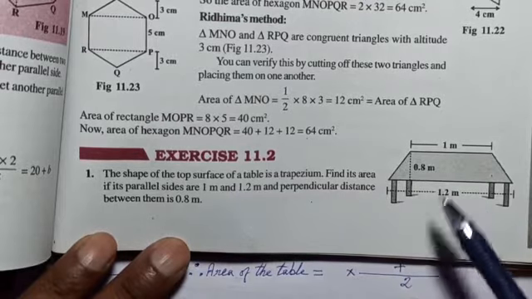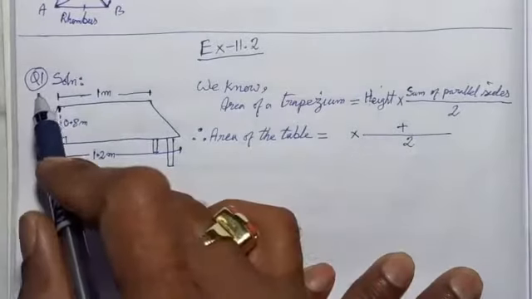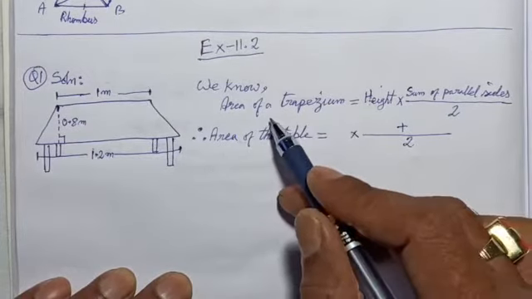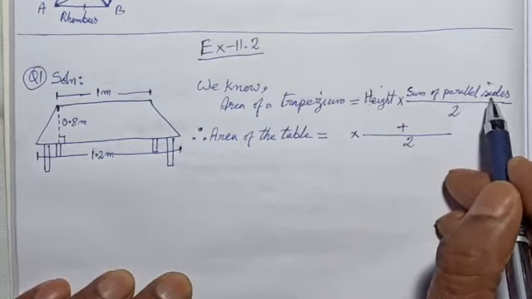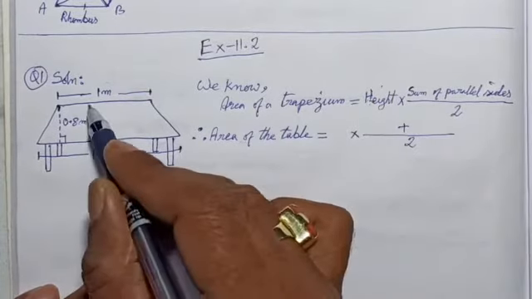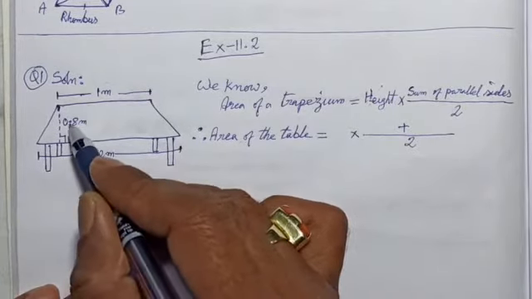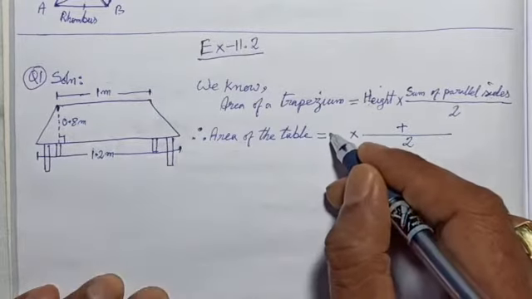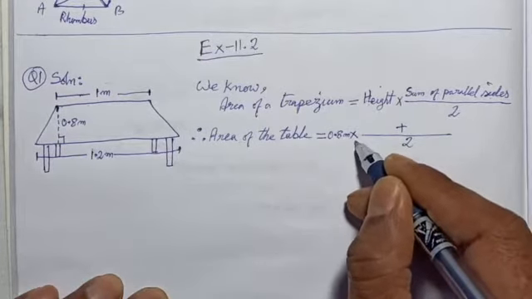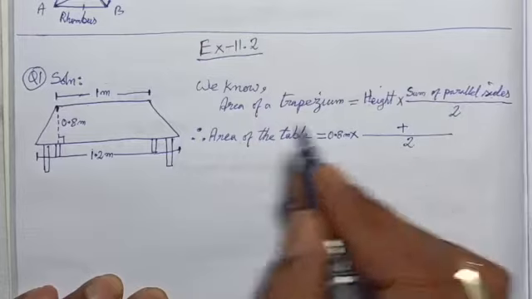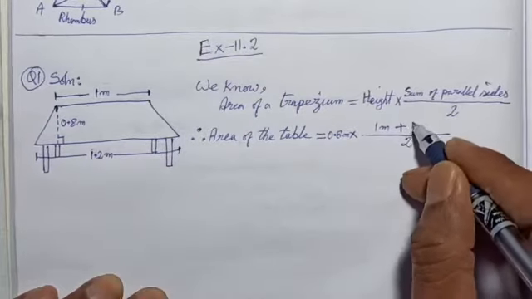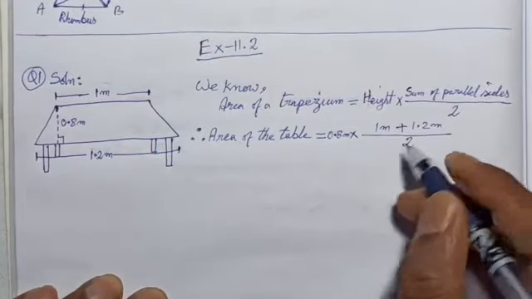Okay, now let's try to solve this question. Question number 1, solution. We know the formula to find the area of a trapezium is height into sum of parallel sides divided by 2. Therefore the area of this table is equal to height. Here the distance between these two parallel sides is 0.8 meter, so that is the height. So 0.8 meter into the sum of the parallel sides. Here 1 meter and 1.2 meter are the parallel sides. So 1 meter plus 1.2 meter, divided by 2.